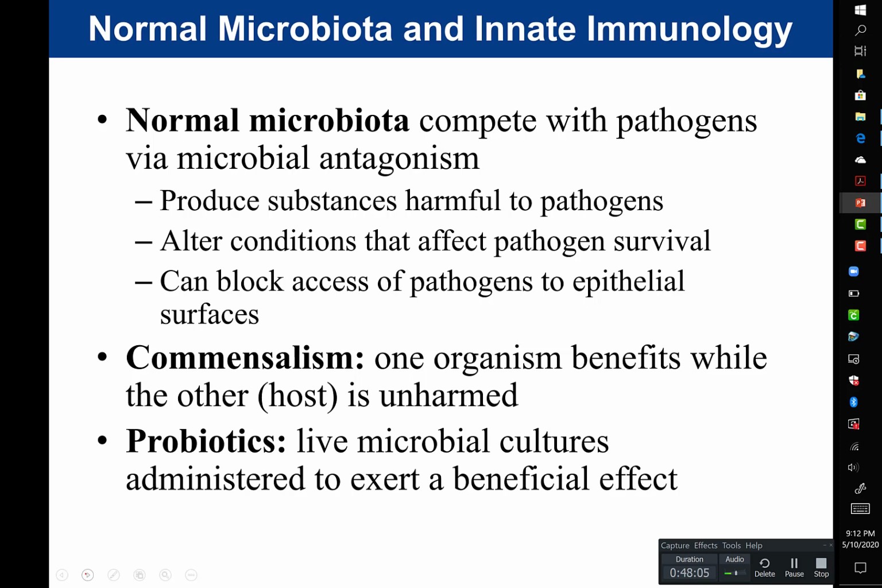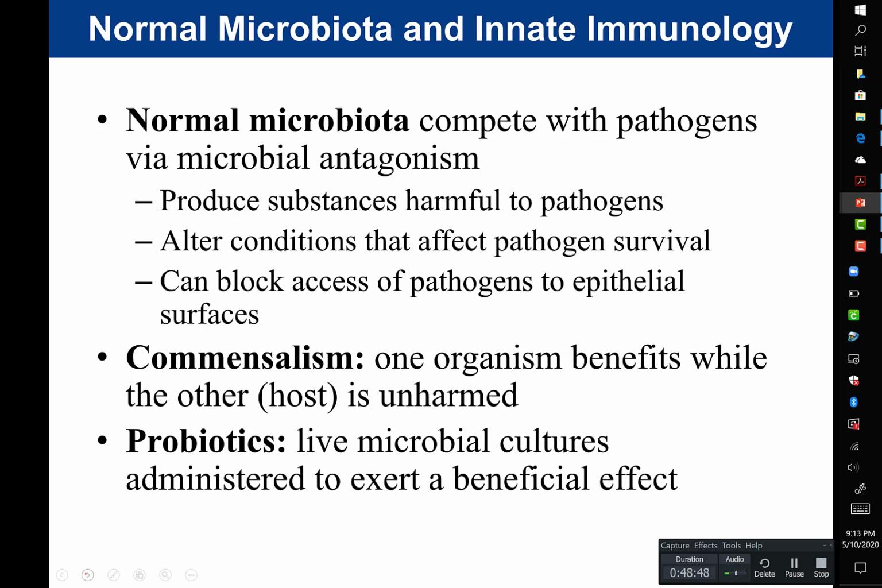Next, we come on to our normal microbiota. And our normal microbiota will compete with pathogens via microbial antagonism. And so this normal flora plays a role in several ways. One, it produces substances that are harmful to the pathogen. It can also alter conditions that affect the pathogen's survival. Maybe the normal flora produces acids, which basically affect another pathogen's survival. And then lastly, they can also block access of the pathogen to epithelial surfaces.